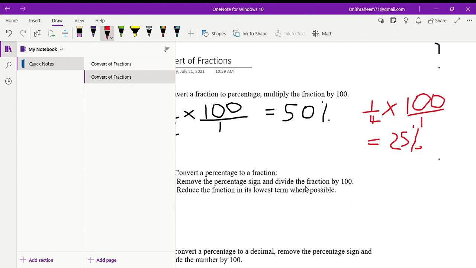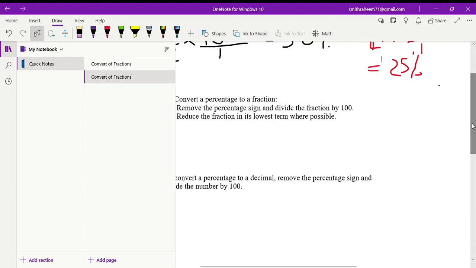Alright, so we're down to this section of it. Let's scroll down. It's to convert a percentage to a fraction. So remove the percentage sign and divide the fraction by 100, and reduce the fraction to its lowest term where possible.